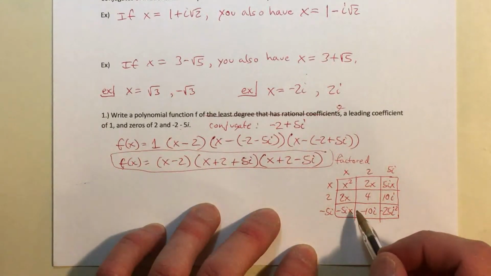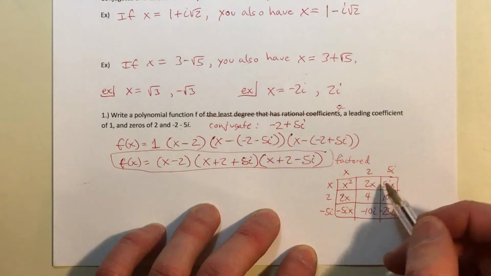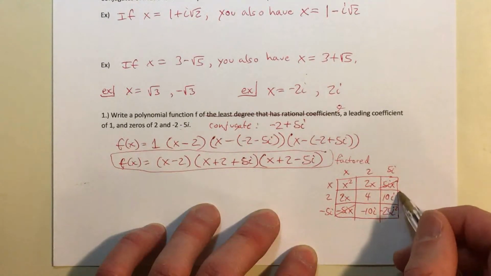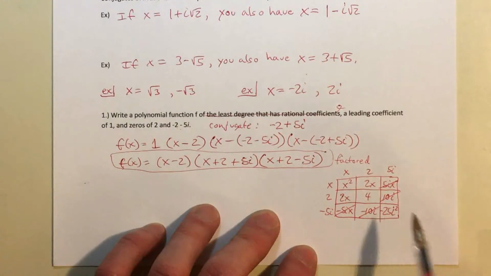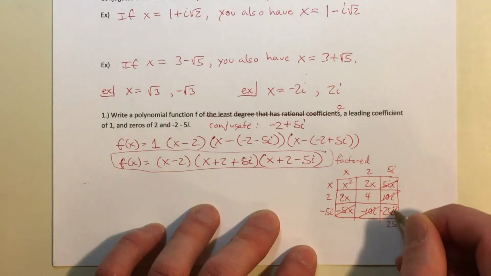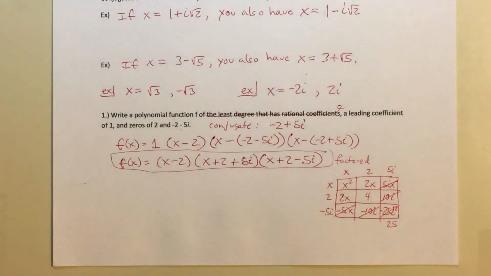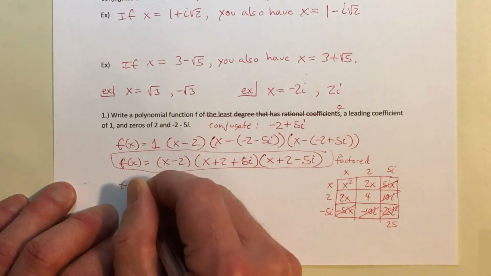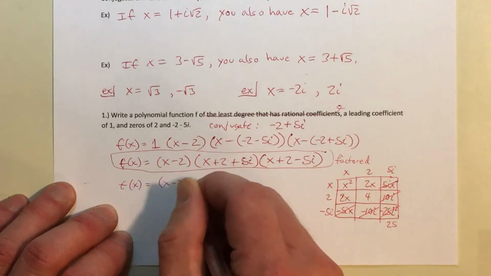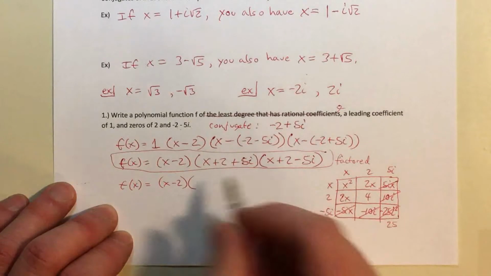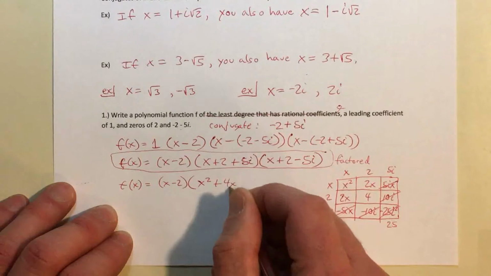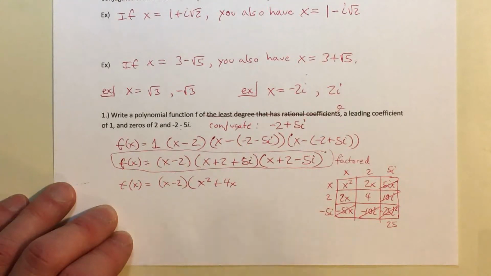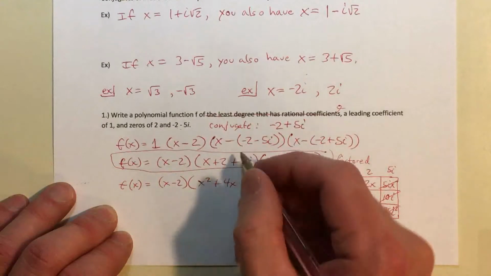Now what you'll notice is you've got some things that are opposites. Also, you may recall that i squared is actually negative 1. Negative 1 times negative 25 is a positive 25. I'll go ahead and mark that out and write a 25. So now let's clean this up. At this point, we've got our x minus 2, but now we're going to have x squared, combine like terms there, 4x, combine like terms, 29.